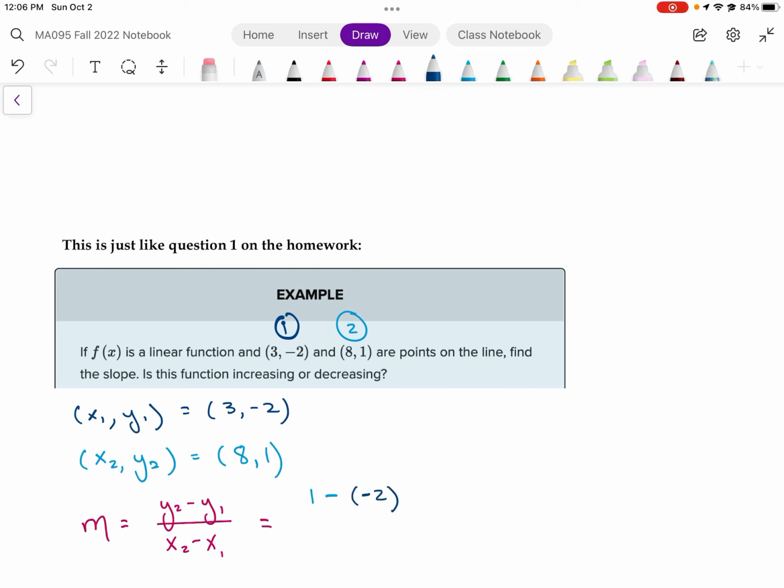And I'm going to color code for you so you can see exactly what's going on here a little bit better, hopefully. And then we've got the x2, which is 8, minus the x1, and the x1 is going to be 3. All right, so make sure you keep track of that. The biggest mistakes I see here is people just plugging in the wrong ones. All right, so 1 minus negative 2 is 3, 8 minus 3 is 5, so our slope is 3 over 5, or you might see it in decimal form sometimes, 0.6.